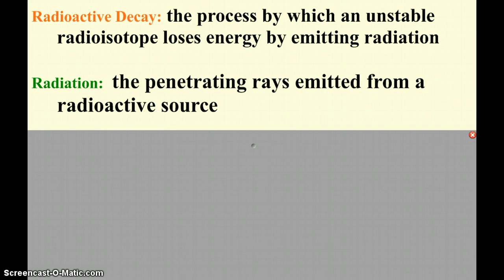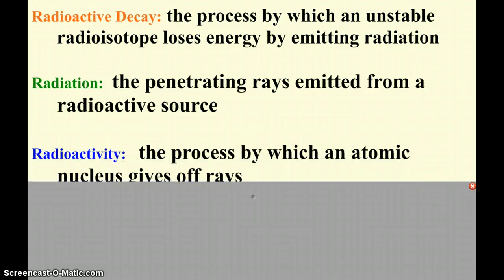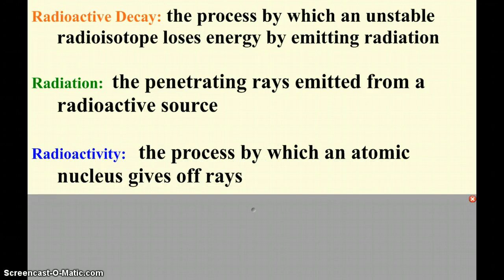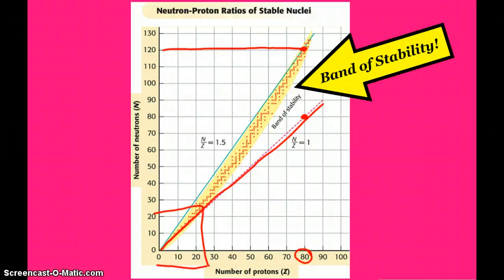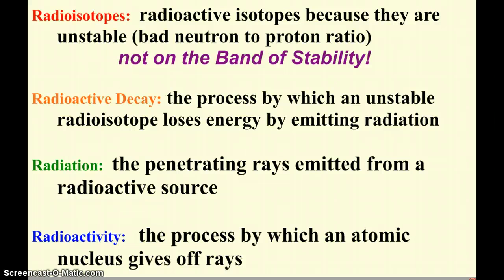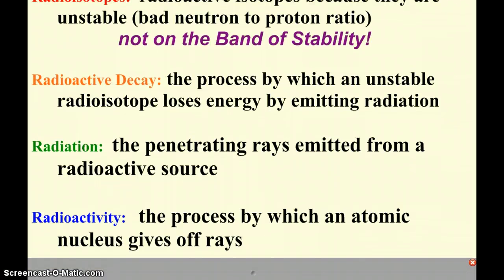And what exactly is radiation? The penetrating rays emitted from a radioactive source. And each type of radiation has a different level of penetration power, and so we will check on that as well. Overall, this process through which an atomic nucleus gives off those rays is called radioactivity. So again, we have radioisotopes. They are unstable. They're not on this band of stability. So because of that, they will radioactively decay, giving off radiation through a process called radioactivity.